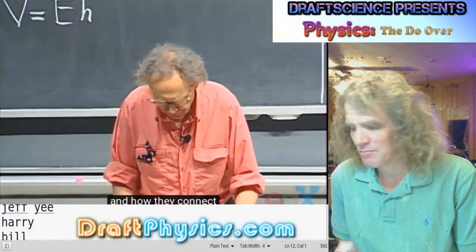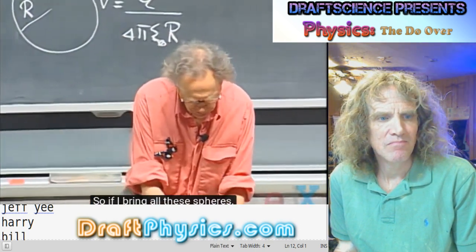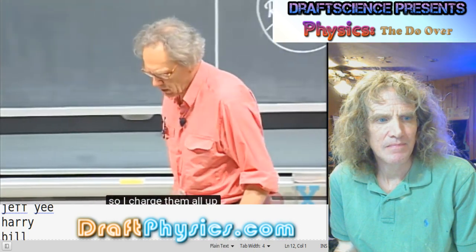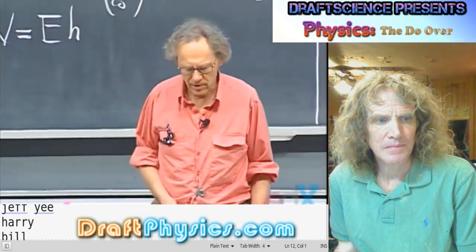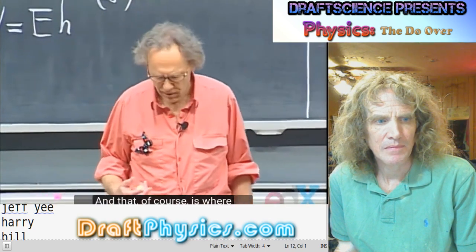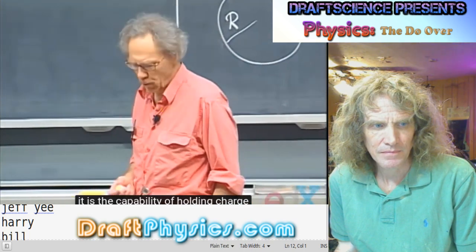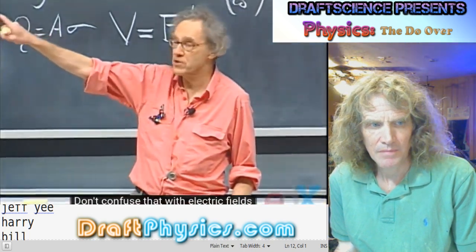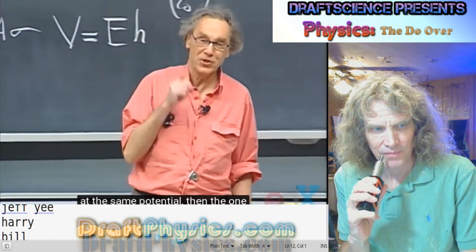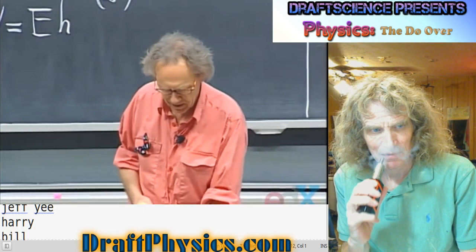This gives you a rough idea about the size of objects and how they connect to their capacitance. So if I bring all these spheres to the same potential, so I charge them all up to the same potential, then the one with the largest capacitance will have the most charge. And that, of course, is where the word capacitance comes from. It is the capability of holding charge for a given electric potential. Don't confuse that with electric fields, because if you bring all these spheres to the same potential, then the one with the strongest electric field is the one which has the smallest radius. We discussed that last time.